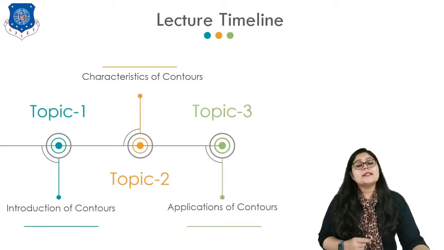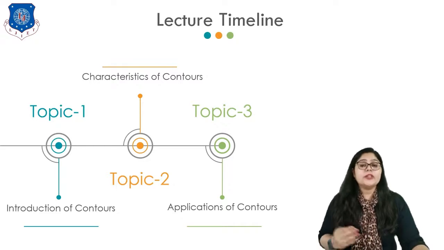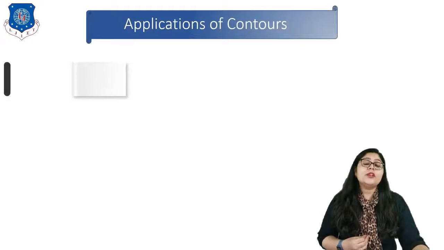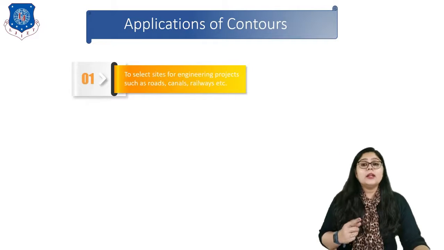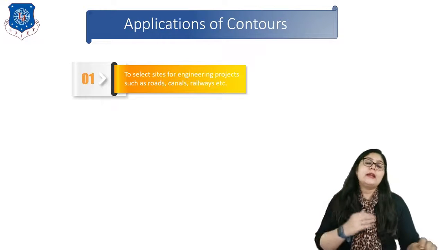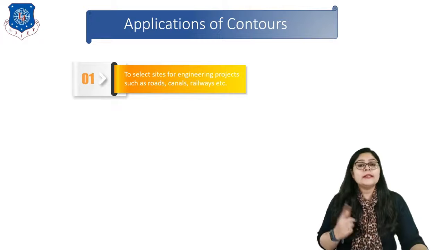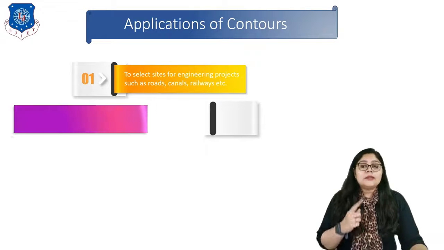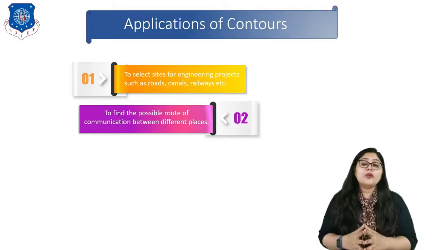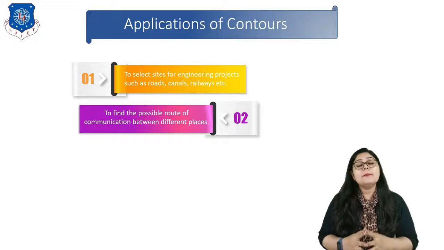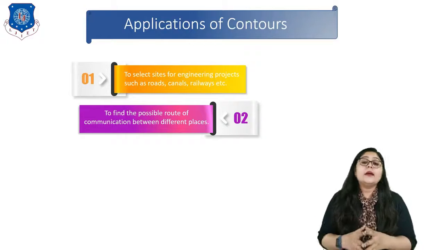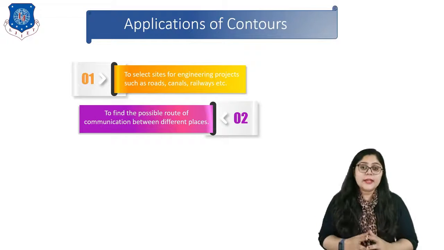Now let's understand the last topic for today's lecture and for this chapter, which is the application of contours. There are various applications of contours. The first application is to select the site for engineering projects such as roads, canals and railways, which we have already learned in surveying. The second application is to find the possible route for communication between different points. It means connecting bridges, roads, railways, canals, anything where the height perspective comes into the picture, right?